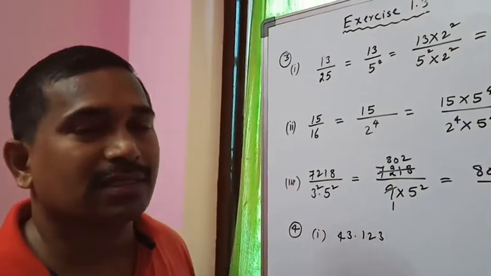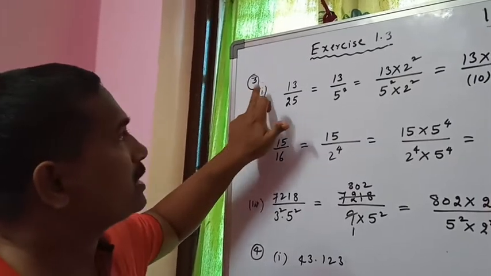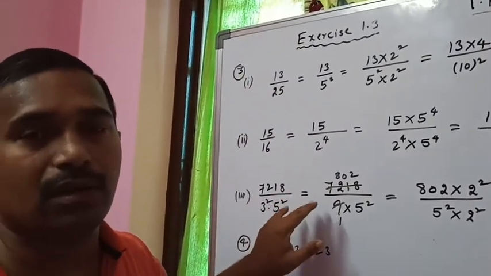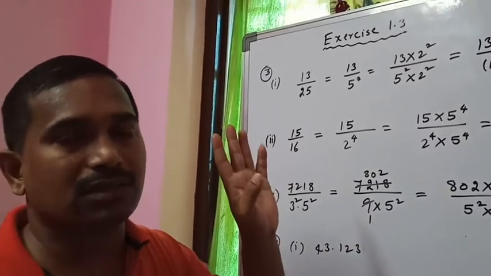Good morning students. Let us see exercise problems of 1.3. See the third one. Express the following rational numbers in the form of decimal using theorem 1.4. Okay, what is using theorem 1.4?